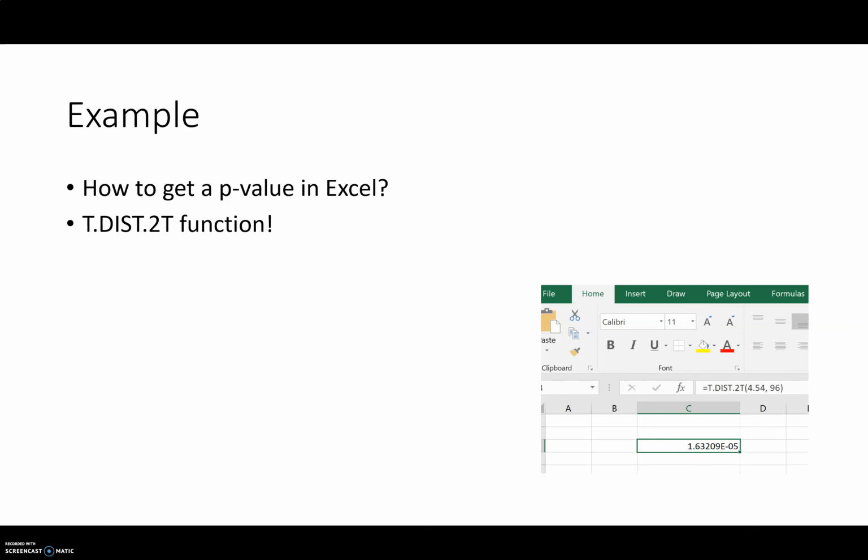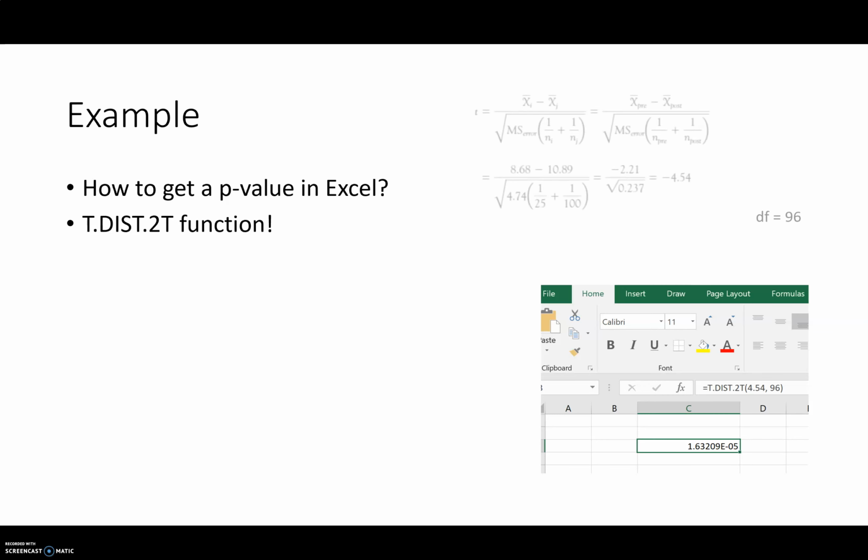Okay, now how do you get a p-value in Excel? This is something that I just learned recently, that you can plug in a t-statistic and get a p-value in Excel, basically treating it like a t-table, except it gives you an exact p-value. And it's the T.DIST.2T function. Okay, and this is in your help doc now.